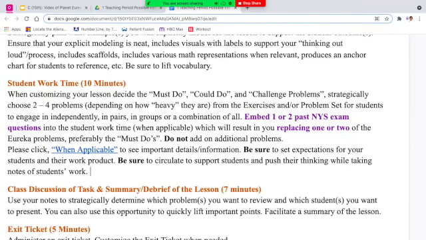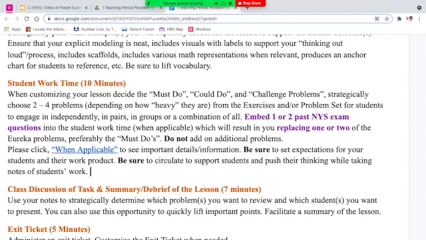Choose them from the exercises and or problem sets for students to engage in independently, in peers, in groups, or a combination of all. That's entirely up to you. Now, I have in bold and purple, embed 1 or 2 past New York State exam questions into the student work time when applicable, which will result in you replacing 1 or 2 of the Eureka problems, preferably the must-dos. Do not add on additional problems.